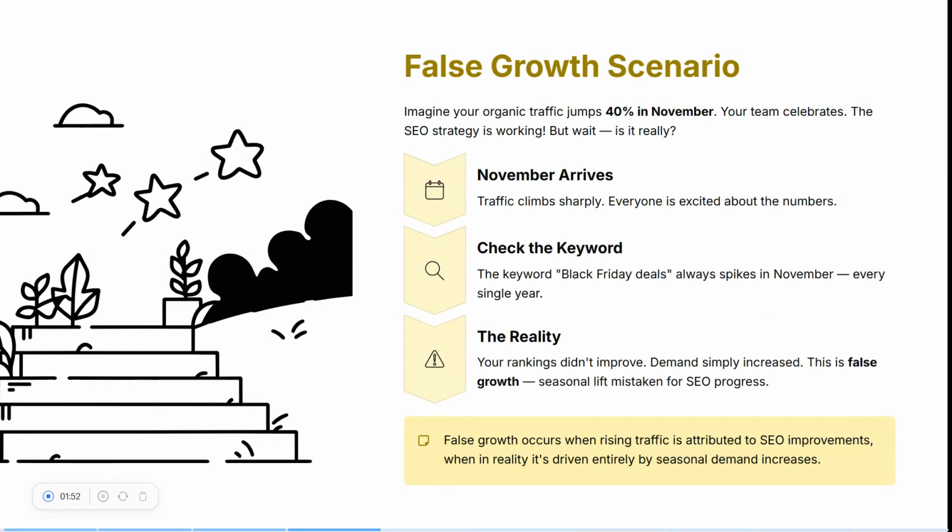Now, when does SEO look better than it is? Imagine your traffic increases by 40%. You might think our SEO is improving massively. But what if it's December, your industry naturally peaks, and competitors are also seeing growth? The increase may be seasonal, not performance based.